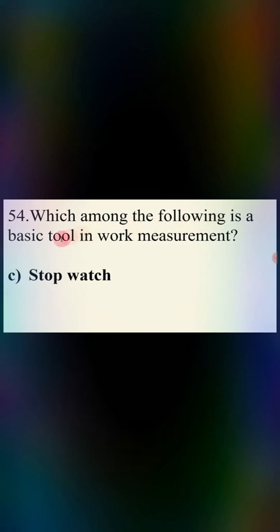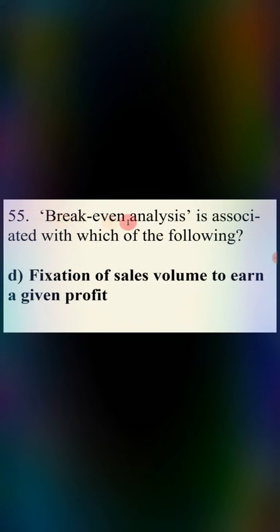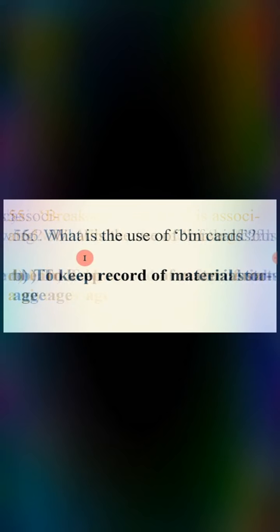Which among the following is a basic tool in work measurement? The basic tool is the stopwatch. Break-even analysis is associated with which of the following? Fixation of sales volume to earn a given profit. So break-even analysis is associated with fixation of sales volume to earn a given profit.